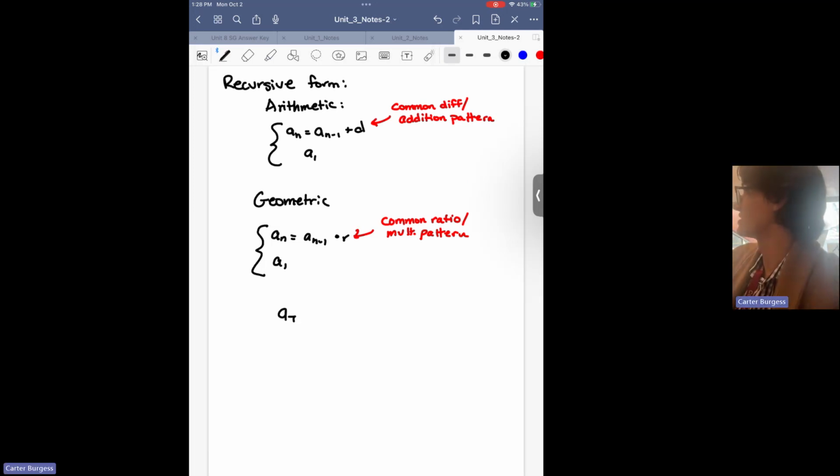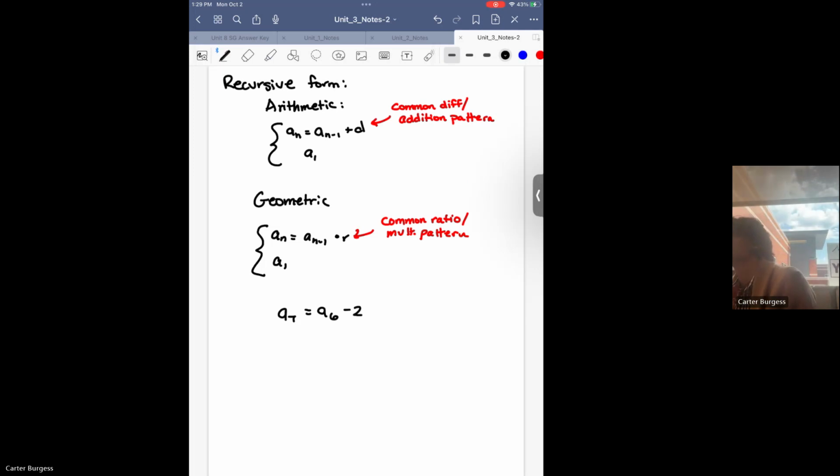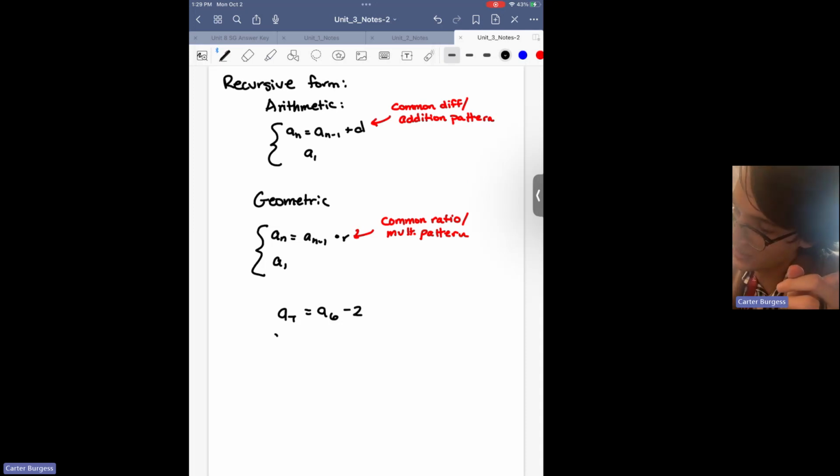Yeah, whatever a sub n minus 1 is, which in this case, if n is 7, is a sub 6. We need to know what a sub 6 is. In particular, a sub 7 is a sub 6 minus 2. But do we know what a sub 6 is? No, no idea. Okay, but that's okay. In order to figure out what a sub 6 is, what could I say a sub 6 is equal to? A sub 5 minus 2? Okay, cool. Do we know anything about a sub 5?